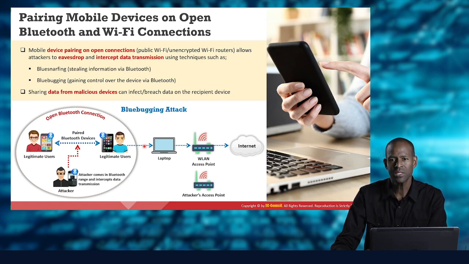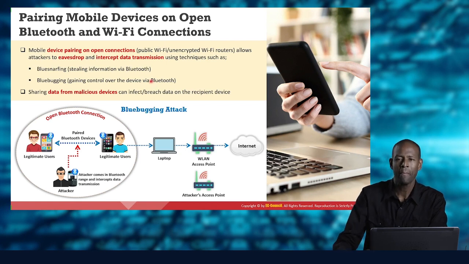And because your device is now a pass-through device from Bluetooth into the interior network, you can infect devices in other locations on the phone. So be careful with how you set up Bluetooth and Wi-Fi. Make sure that it's encrypted, that you don't use any unencrypted public Wi-Fi routers, and have Bluetooth at the same time.